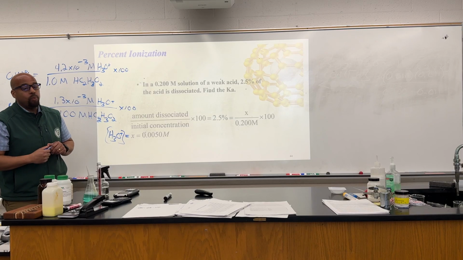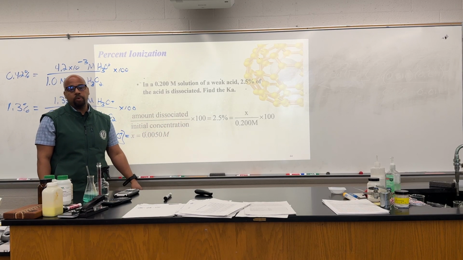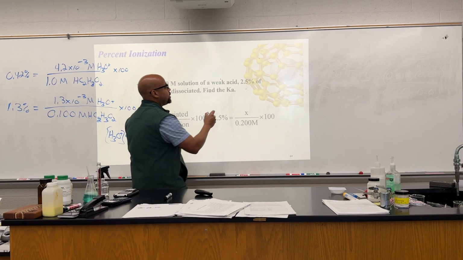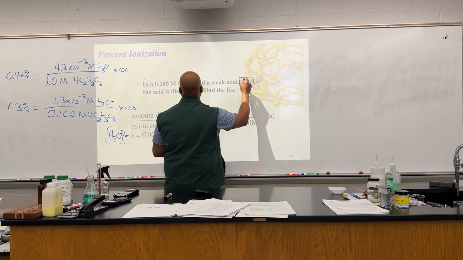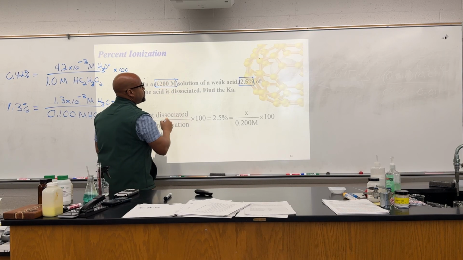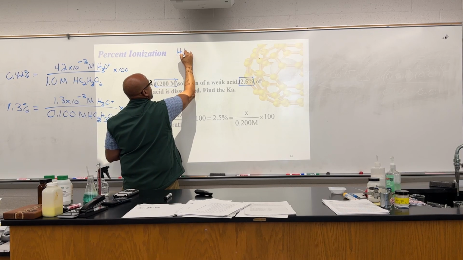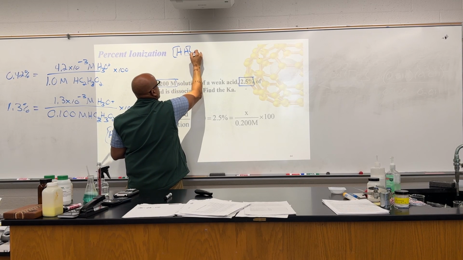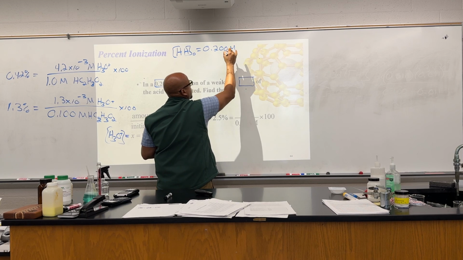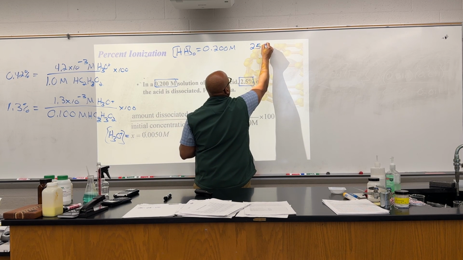But at the same time, we don't necessarily need this. We looked at this sort of problem when we were looking at equilibrium problems earlier. And if you look at it, it tells me that 2.5% of this is actually dissociated. Which means that if I think about it, I'm just going to write down here my acid HA initial is equal to 0.200 molar here. And then the percent dissociation is 2.5%.